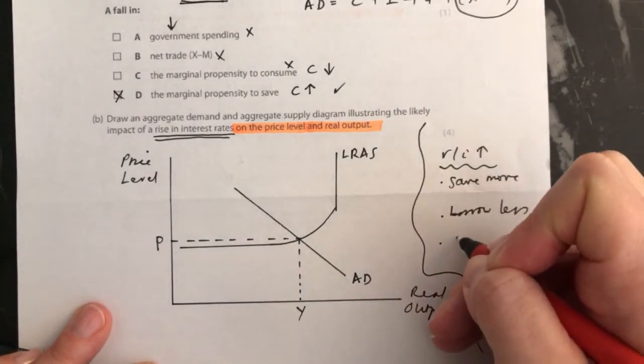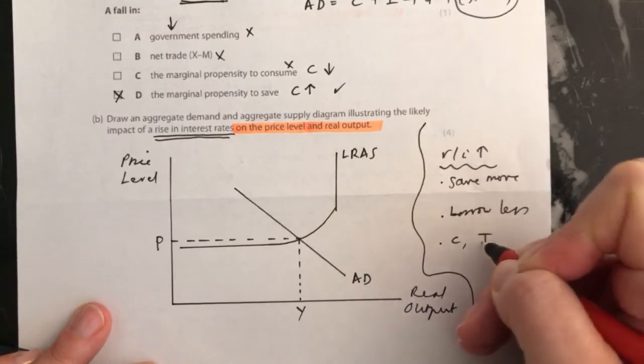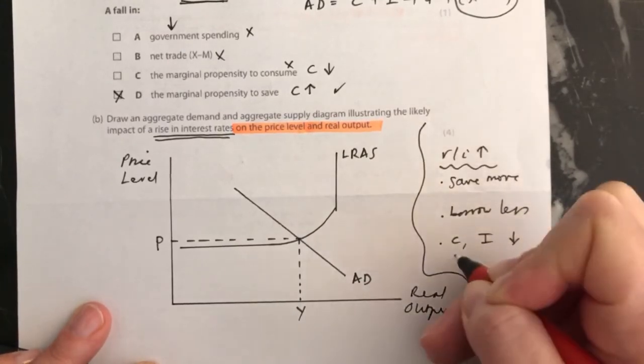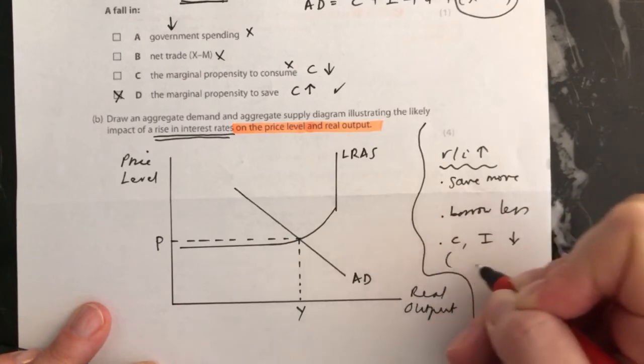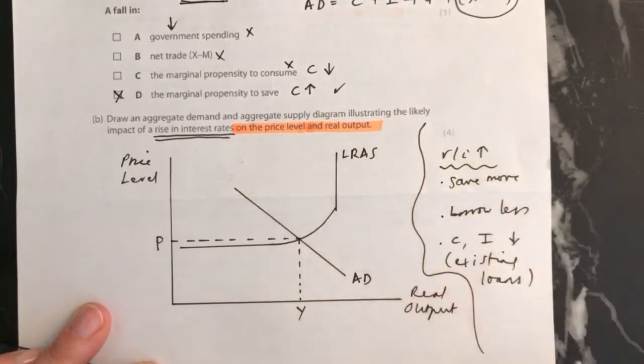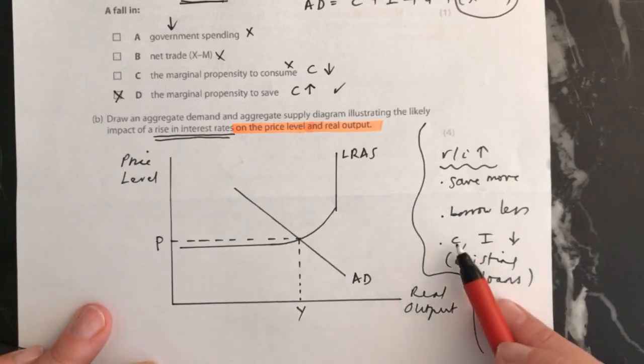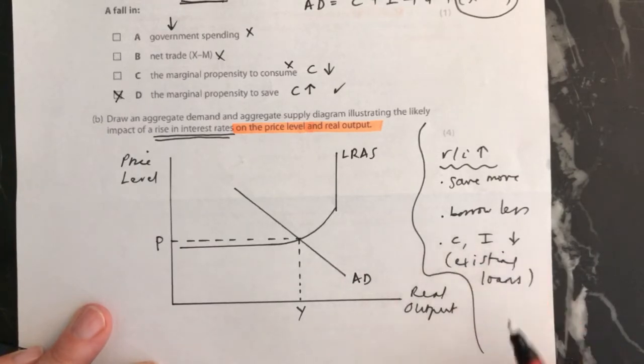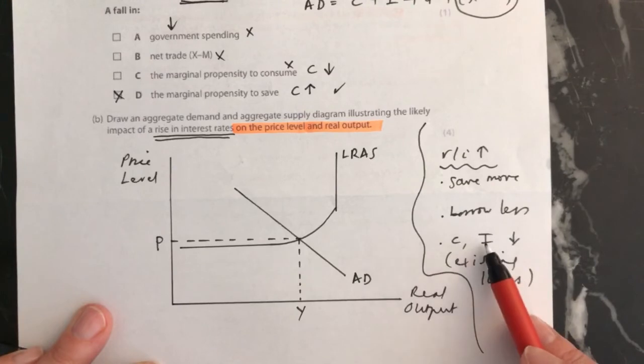And also consumption by people, investment by firms will go down if they have existing loans. This is because if you have an existing loan, you are having to use more money every month to pay off the loan if you have a variable interest rate on that loan. And therefore, if you have to spend more every month paying back the loan, you'll have less money left over for consumption. That will go down if you're an individual. You'll have less money left over for investment if you're a firm.